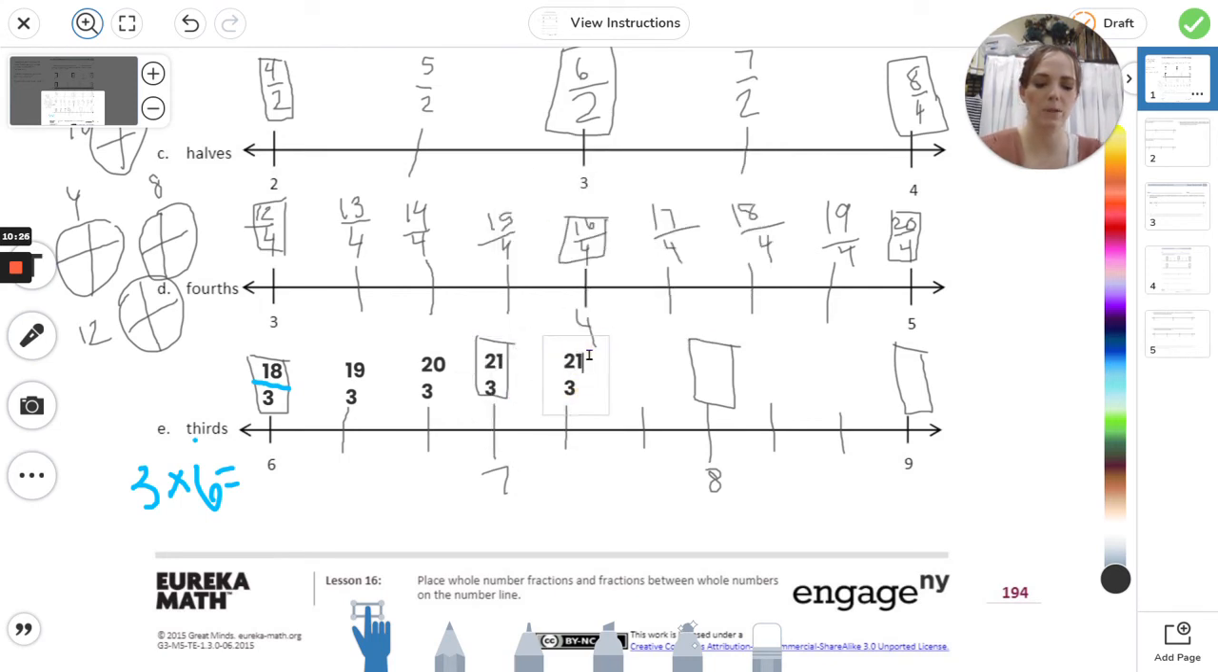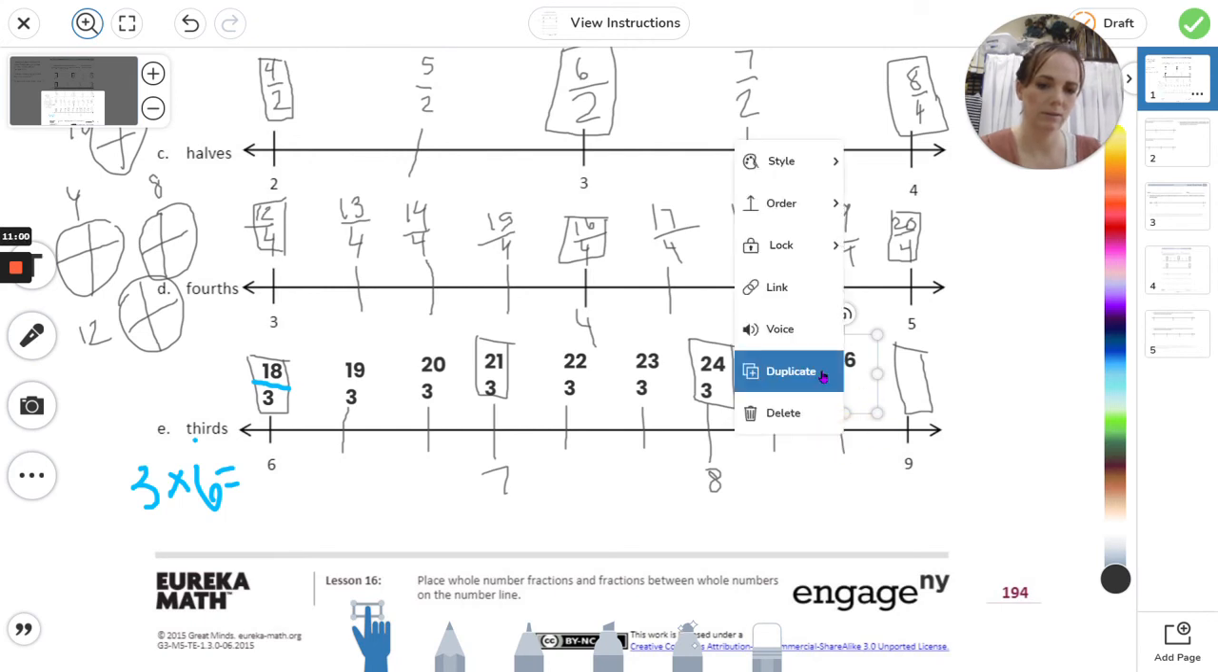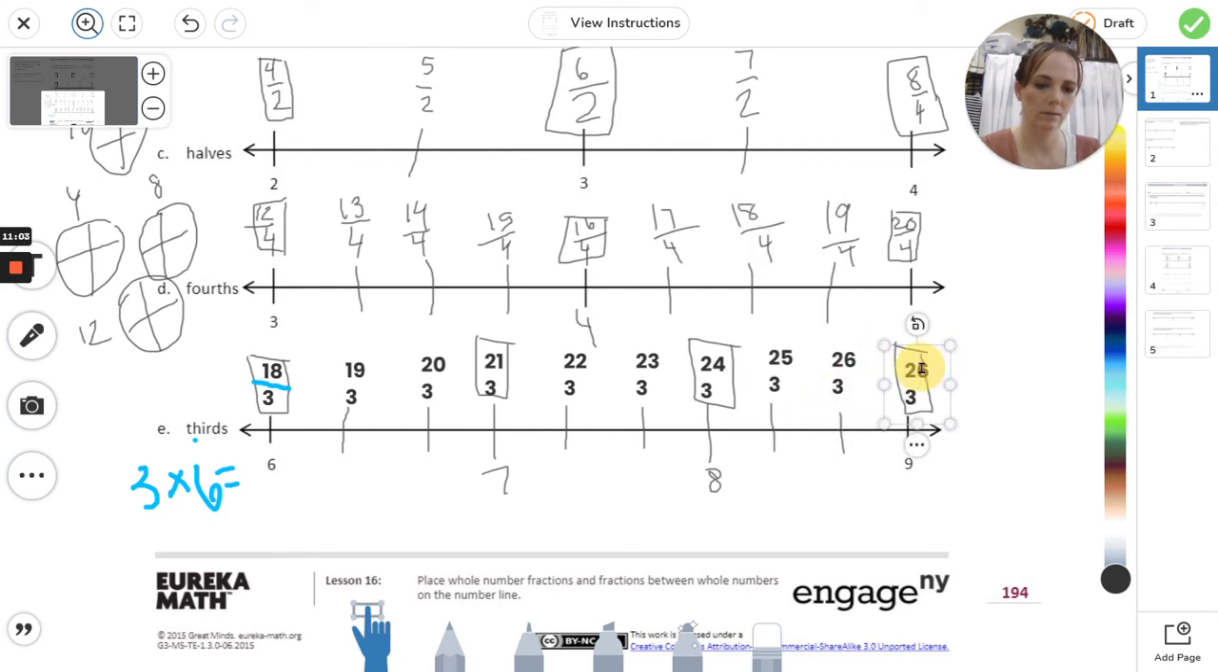21 thirds, after 21 would be 22. 23. And 24. And that's right, I know, because 8 times 3 is 24. After 24 is 25. And then 26. And 27. And then I have to go and draw in all my lines, right?